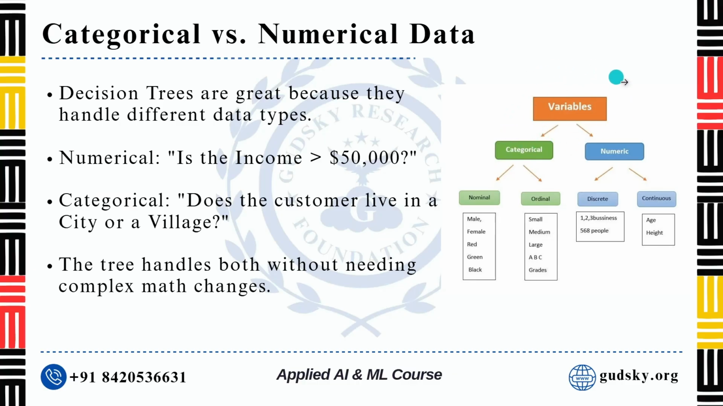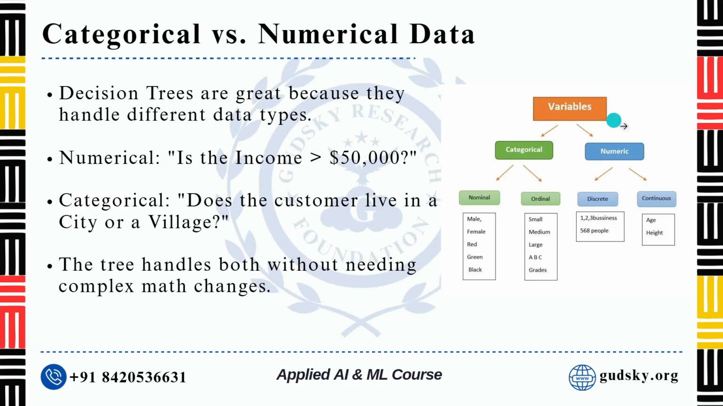We can see the main root is the variables, and there are two different categories, the categorical and the numerical data. In categorical, we have nominal and we have ordinal. In nominal data, each one is separated from another. They are not dependent on each other, like male, female, or colors like red, green, black. But in ordinal data, they are dependent on each other, or in proper sequence, like small, medium, large, or the grades A, B, C, or the positions first, second, and third.